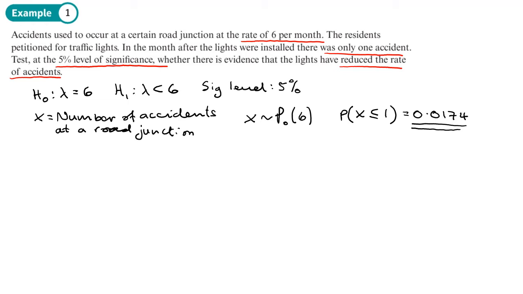Let's compare that with the significance level. So our probability is this. Our significance level is 5%. Now I can see that my calculated probability is less than the significance level. So what does that tell me? Well, the probability of up to one accident a month happening is about 1.7%. Our cutoff point is 5%. Anything below 5%, we're saying something is wrong.